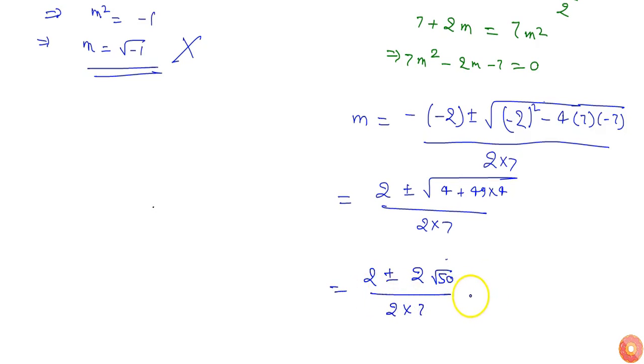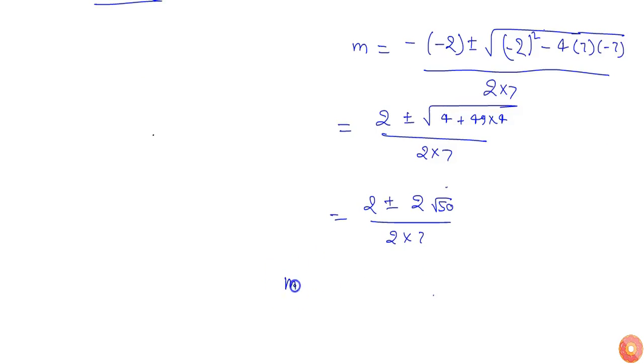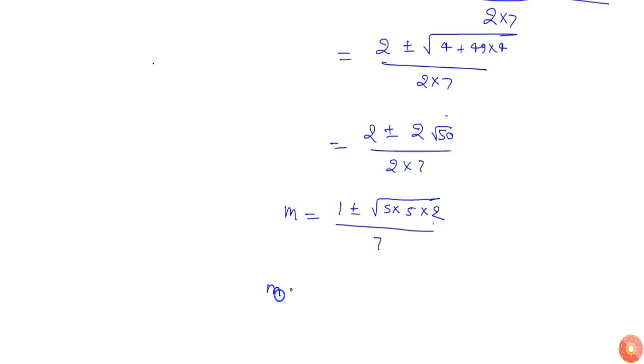So if I simplify it, I'll get m equals 1 plus minus under root 50, which I can write as 5 into 5 into 2, divided by 7. So our answer m will be 1 plus minus 5 under root 2 divided by 7. So this will be our value of m.